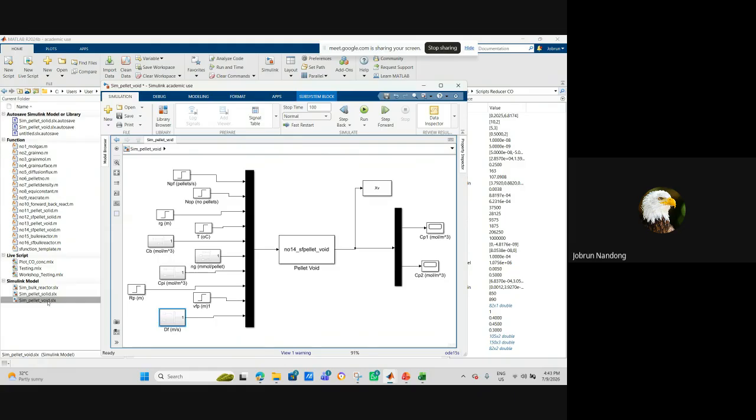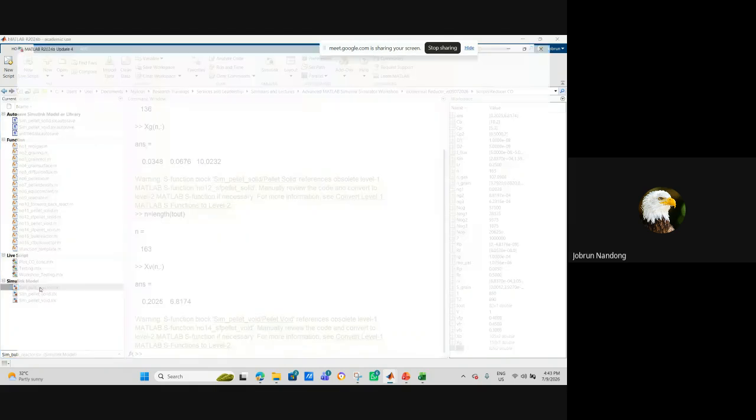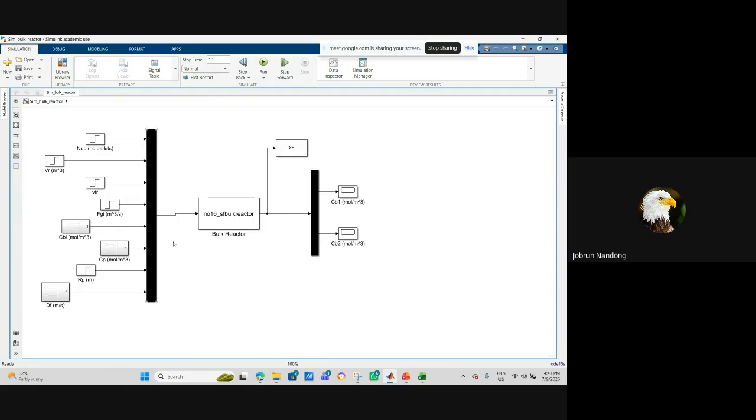But we don't have that much time. I think we still can go on for 20 minutes, to show you how you combine this together to form a bigger, what they call the entire reactor. Let me show you the last one, which is the bulk reactor. It's a bulk reactor, right? Again, we need to write first the S function for that. The procedure is the same as before.